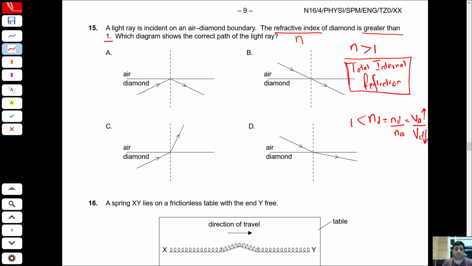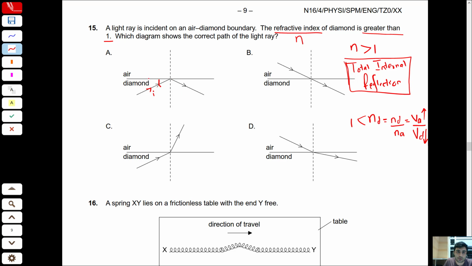So when total internal reflection happens, it means that the incident ray no longer refracts into the different medium. Refraction means when the ray passes from one medium to another medium. They're different media because they have different densities. And total internal reflection says that when the refractive index is bigger than 1, the incident ray no longer refracts into a different medium, but instead it reflects back into the same medium.